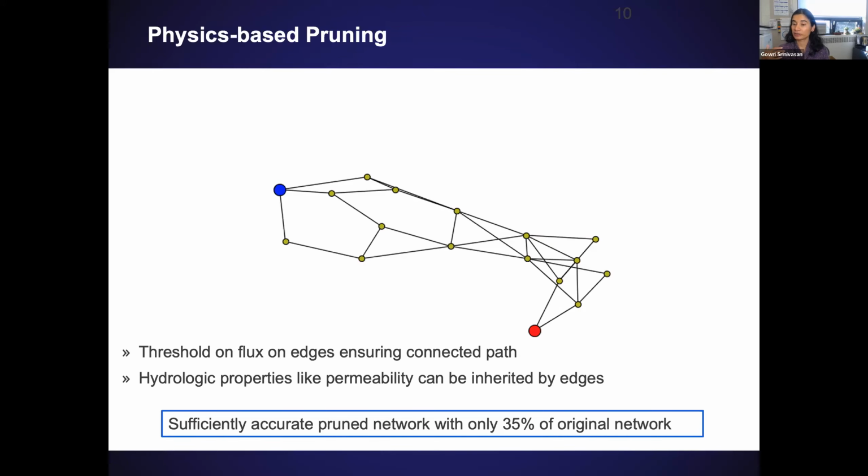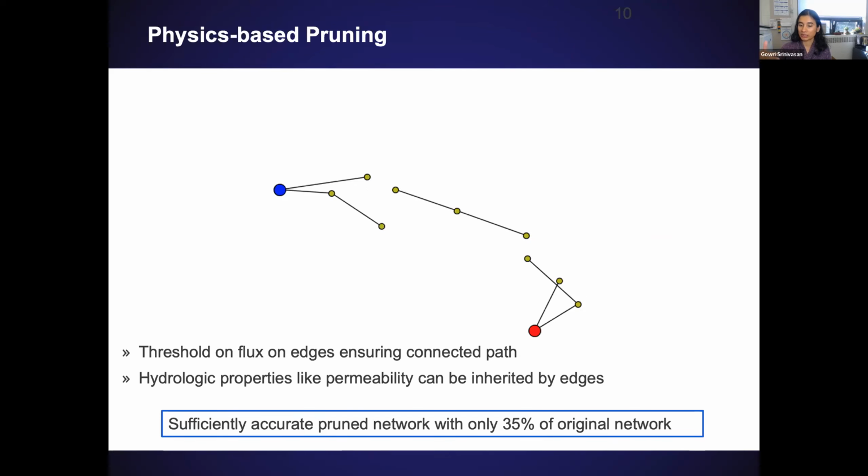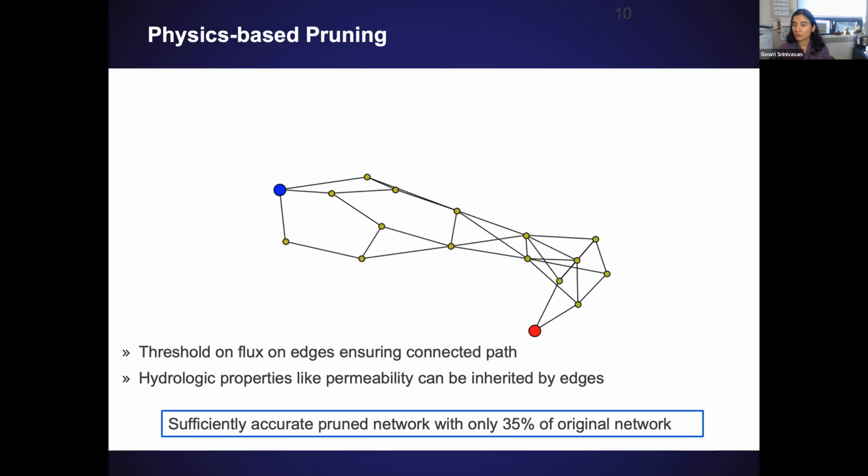And that's where the physics of the flow comes into the picture. So we said, how about just thresholding on the fluxes on the edges so we can ensure that we have a connected path? And so we can still inherit the hydrologic properties and we still have the topological properties like the intersections between the fractures. So we could start thresholding and say, we are going to allow only anything above a certain level. This is a fairly elementary type of pruning because all we're trying to do is look at the network flow and what is the flux on each of these edges. This also came to about a third of the original network. Recall the other was 33%, this is 35%.